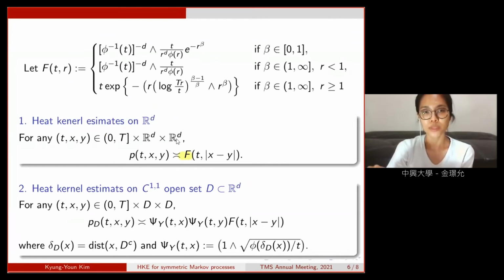Using this jumping kernel, we construct the Markov process Y, and we obtain upper and lower bounds using the new function f. So as you can see, in case beta is larger than a certain point and x and y are larger than a certain point, it has a light tail with exponential decay. On the other hand, it has a heavy tail. So it is the first result for a process having a heavy tail and a light tail together. And we also obtain upper and lower bounds for the transition density from a certain perspective. So you can see this is the exit distribution where x is near the boundary.